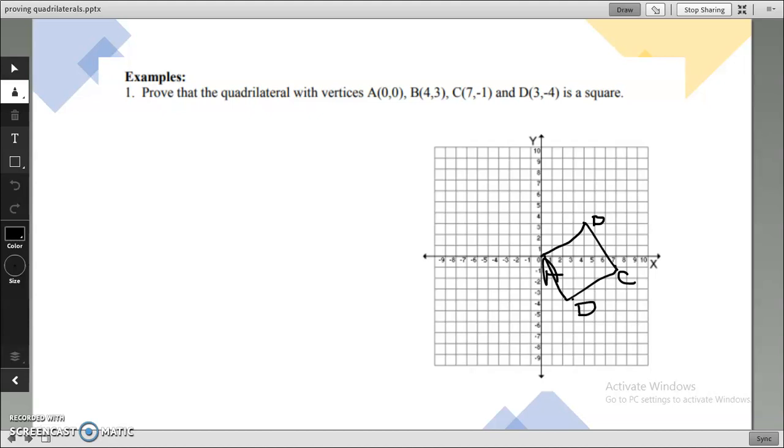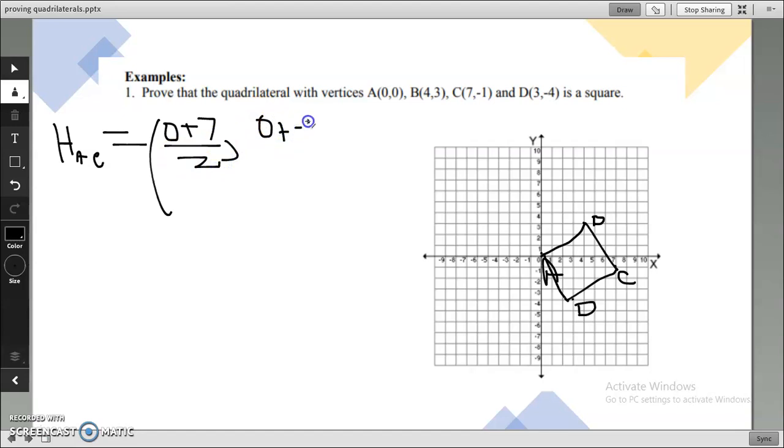The first thing I'm going to do is see if they bisect, and that means that they have the same midpoint. I know we keep doing the same thing over and over again. I apologize for that. I didn't mean for it to go this way. So let's see. Midpoint. What can I use for midpoint? I use H for midpoint. So the halfway point between A and C would be x1, so 0, plus x2, which is 7, divided by 2, and y1 plus y2 divided by 2, and that gives me 7 over 2, and negative 1/2.